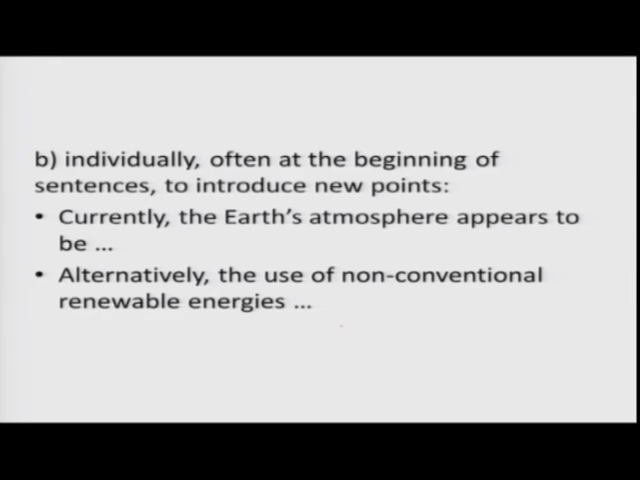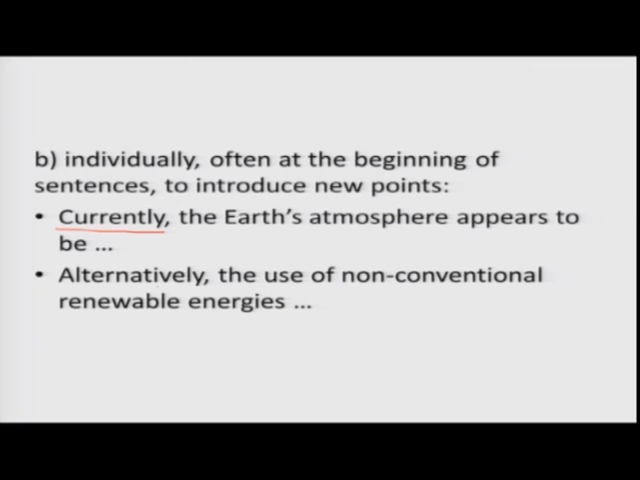The second context, sometimes you find them at the beginning of sentences where they introduce new points or new perspectives. Let us look at the examples. Currently, the Earth's atmosphere appears to be. Here the word currently is the modifier. Probably you have talked about something in the past, and you are now moving to the present, and this modifier indicates that shift.